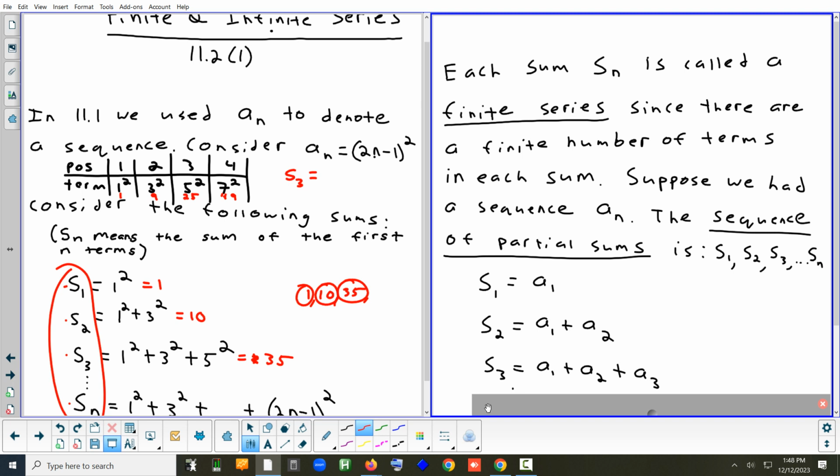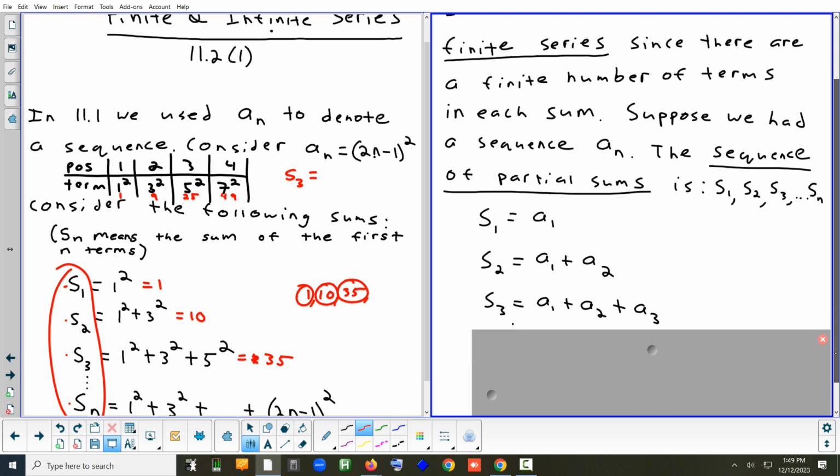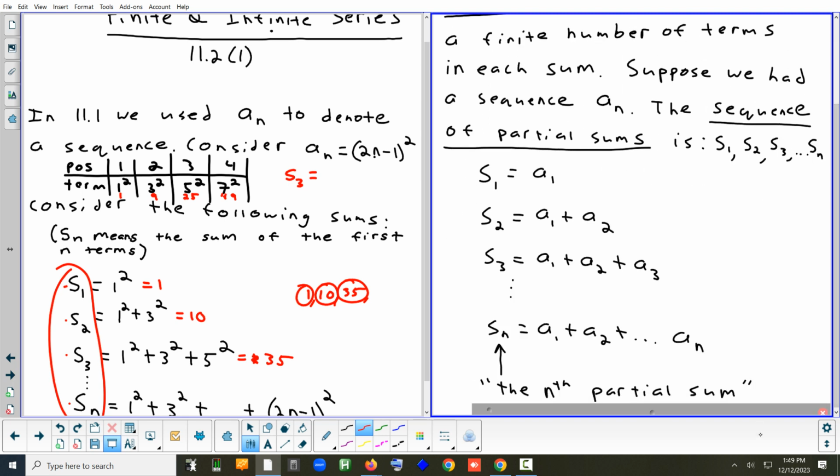The only difference between what I'm writing here and what I did over here is on the left, that's a specific example with actual numbers. On the right, that's more general. I don't know what the first term, the second term, and the third term are. Could be anything. Depends on the formula. But that's the idea. And then you can go all the way to the nth term. But remember, n is a number. Maybe it's s sub 100, maybe it's s sub 10, who knows? But it stops somewhere.